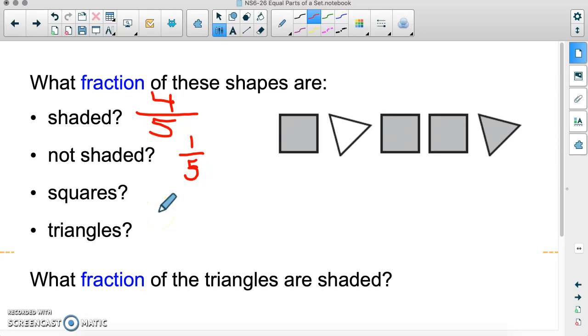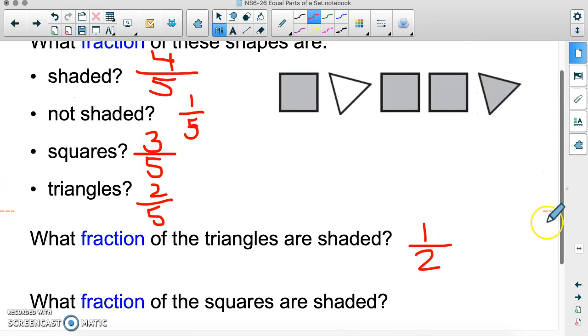Which fraction of the shapes are squares? Well, we have 5 shapes altogether, and we have 3 squares. And then what fraction of the shapes are triangles? We have 5 shapes altogether. 2 of those shapes are triangles. Now, what fraction of the triangles are shaded? Well, if we have only 2 triangles and one of those is shaded, then 1/2 of the triangles are shaded.